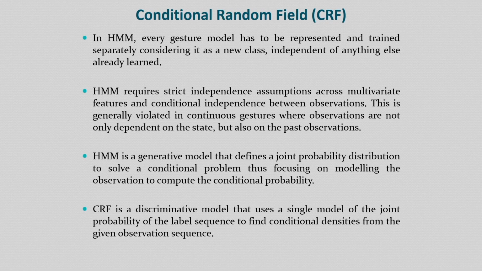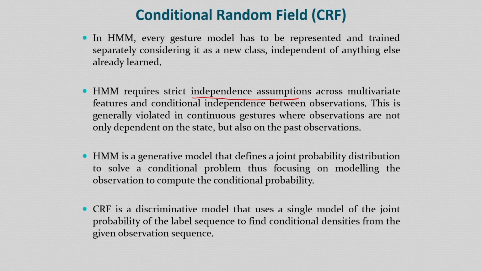In case of the hidden Markov model, every gesture model has to be represented and trained separately, considering it as a new class, independent of anything else already learned. And the hidden Markov model requires strict independence assumptions across multivariate features and conditional independence between the observations. So this is one important requirement. This is generally violated in continuous gesture recognition, so for continuous gesture recognition we have to modify the hidden Markov model.